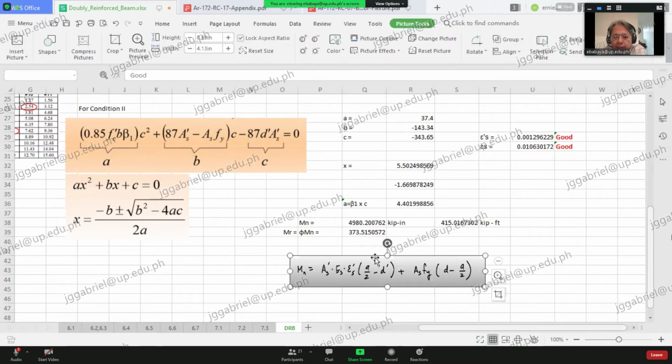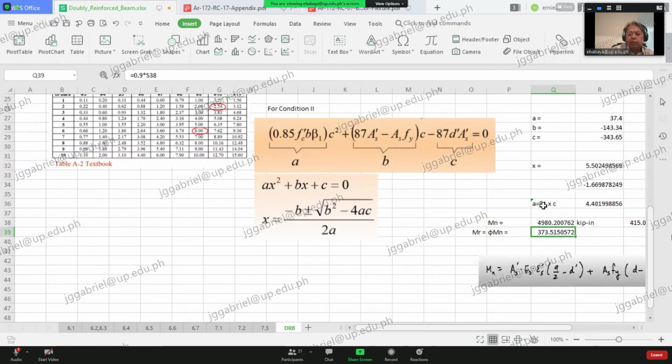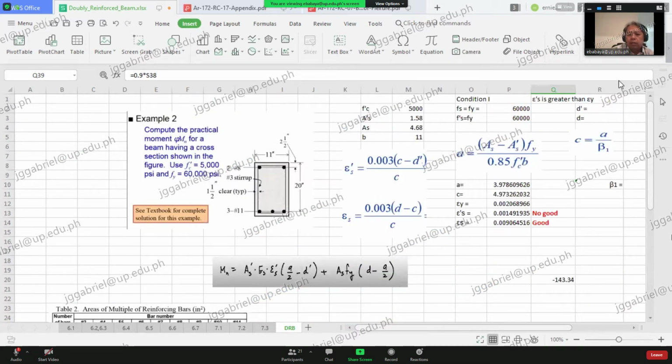Okay, so applying this formula, we have Mn equal to 4,980 kip inch. Okay, convert that to kip foot, divide that by 12. Okay, now this one wasn't multiplied by the reduction factor yet. So if you multiply that by the reduction factor, you get 373.51. Okay, nasundan nyo yung solution. Any question?